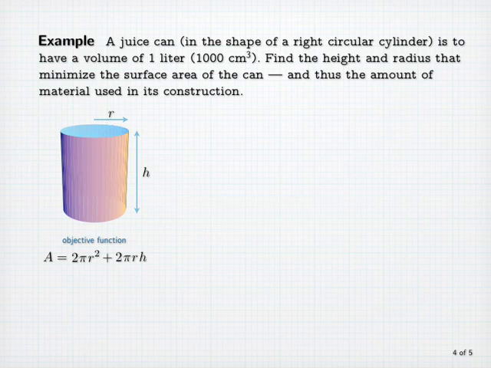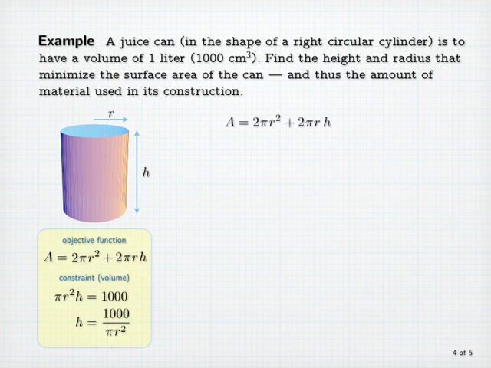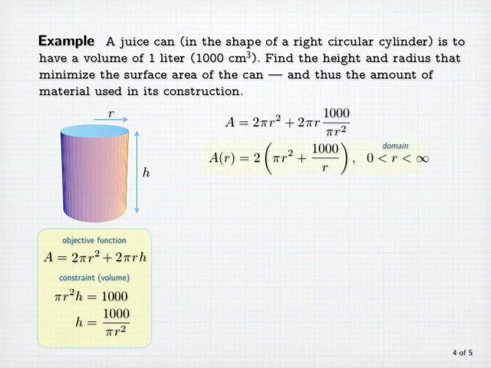Our constraint is the fact that the volume is to be 1 liter. The volume of the can is the area of the base, pi r squared, times the height h. So we have pi r squared h equals 1,000 cubic centimeters. So let's solve for h and write h equal to 1,000 over pi r squared. Now, we'll substitute our constraint into the area equation and obtain a function of one variable r that's 2 times the quantity pi r squared plus 1,000 over r, with a domain of all r greater than 0.